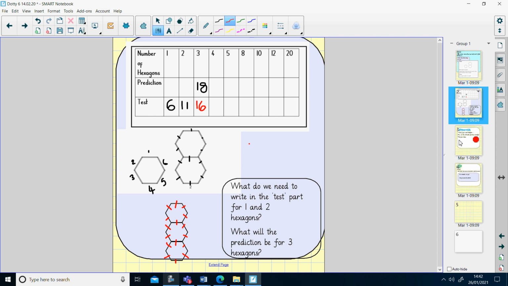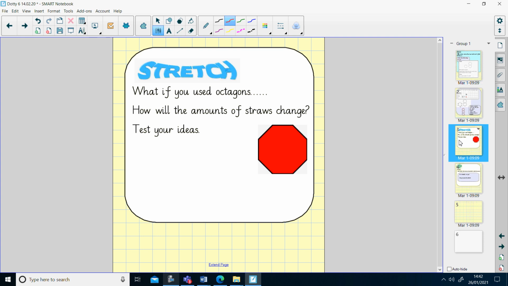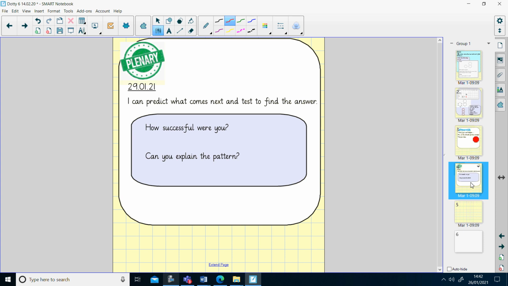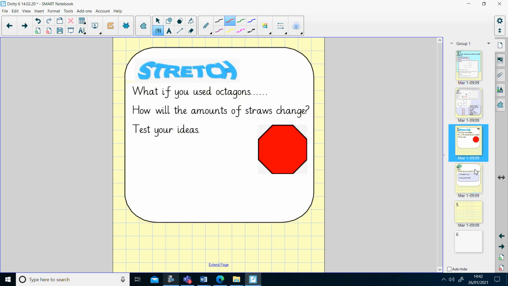If you want a stretch as well today, then have a go at what would happen if you used octagons. So you can draw yourself a table, but instead of hexagons it would be number of octagons. See if there's a pattern that you notice. What I'd like you to do is pause the video and come back to me when you've had a go and see what you've found out. Good luck, Year 4.